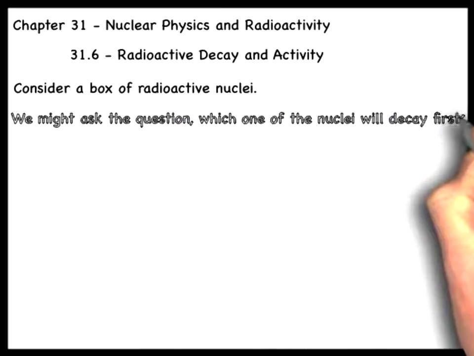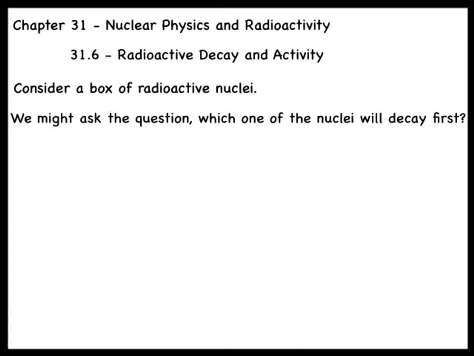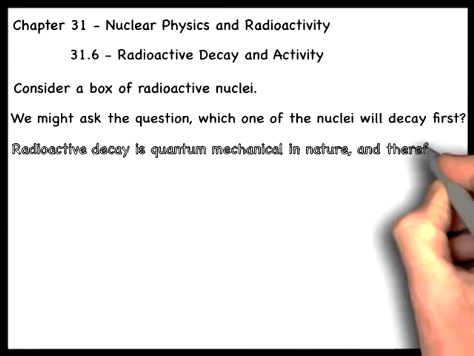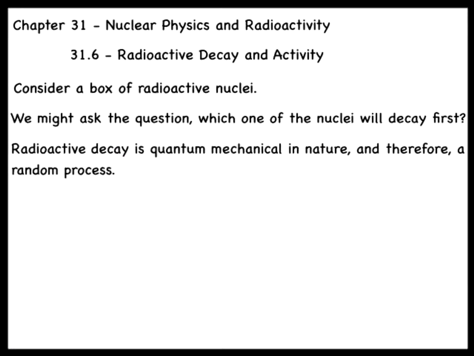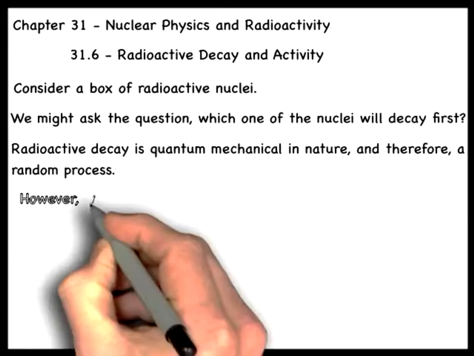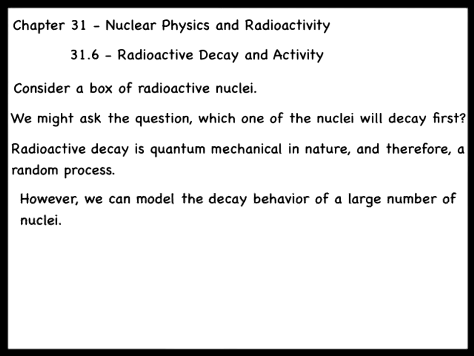Now let's return to radioactive nuclei and study the quantitative behavior of the spontaneous disintegrations. Let's say we have a box of radioactive nuclei. We might ask the question, which one of the nuclei will decay first? It turns out it is not possible to answer this question since radioactive decay is quantum mechanical in nature and therefore a random process. However, we can model the decay behavior of a large number of nuclei.